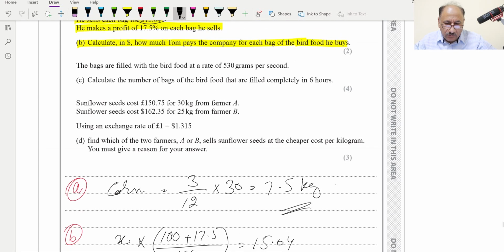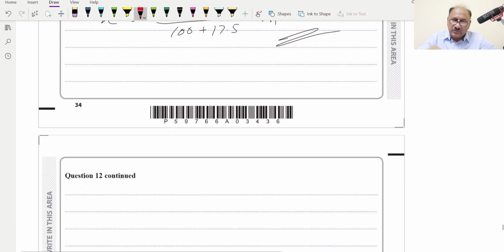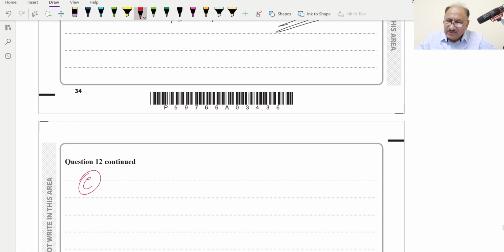Now C part. C part is saying calculate the number of bags. The bags are filled with the bird food at a rate of 530 grams per second. So we have to calculate the number of bags of bird food that are filled completely in 6 hours. First of all we need to find how many seconds, because this information is in grams per second. We can solve over here.